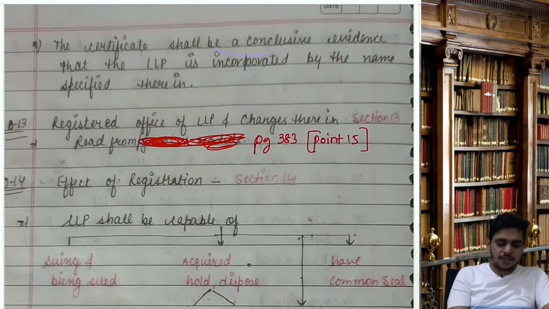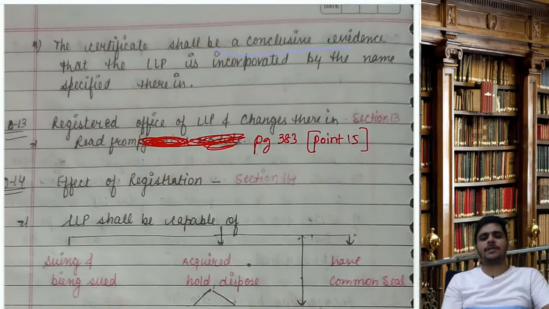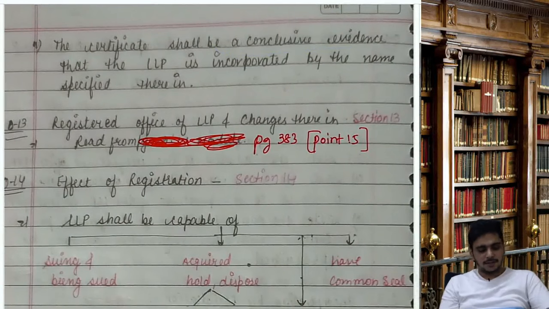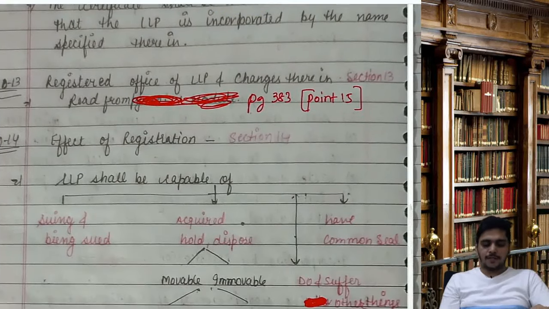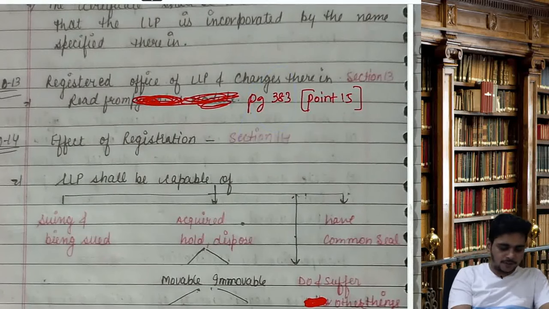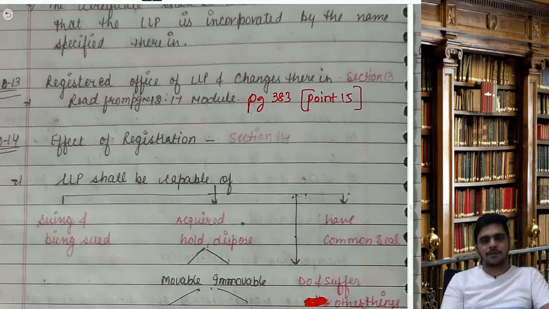Then the certificate shall be conclusive evidence that all legal formalities have been complied with and the LLP is incorporated. It is conclusive evidence. Registered office of LLP and changes therein, you have to read the book, page 383, point number 5. People who are doing it from the module, you have to read 12.7. Just read change of registered office and changes.